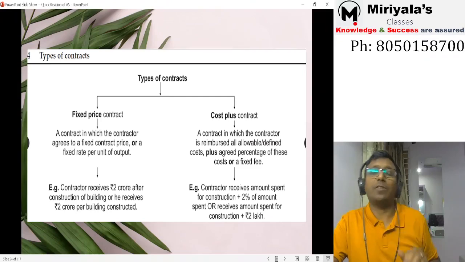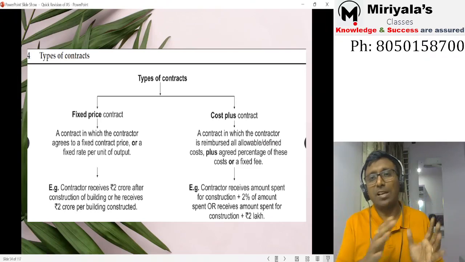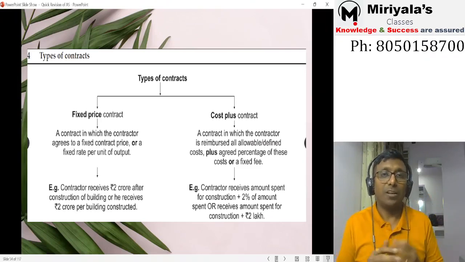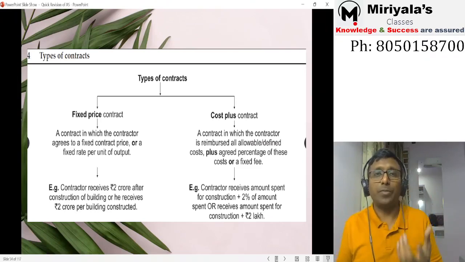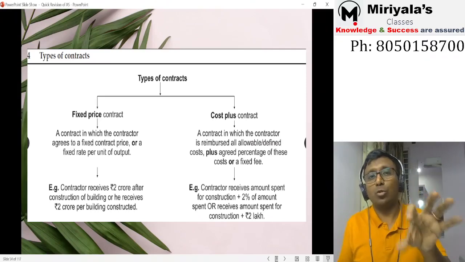See, there are two types of construction contracts. One is fixed price contract, one is cost plus contract. My standard is applicable for both kinds. Fixed price in the sense per unit. Suppose if you construct one building, I'll give you 2 crore rupees. Then how to recognize the revenue, that is going to be discussed.